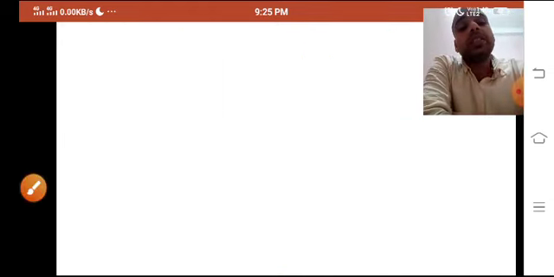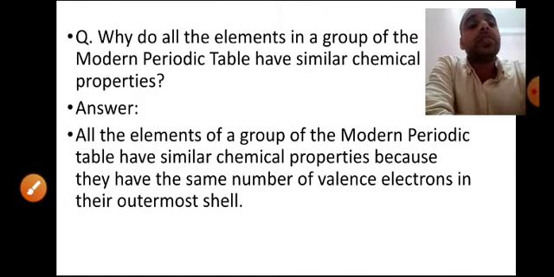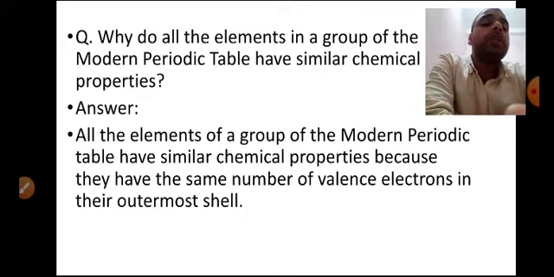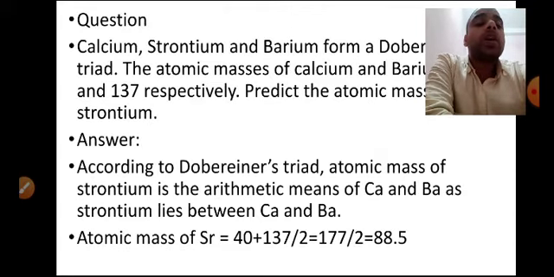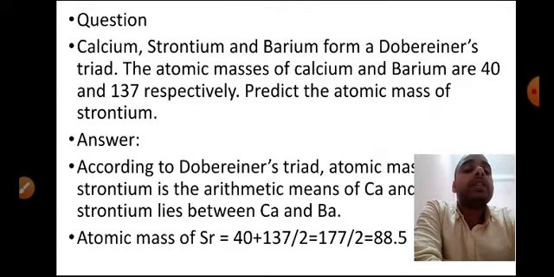So what is the reason? You can read that one. All the elements of a group of the modern periodic table have similar chemical properties because they have the same number of valence electrons in the outermost shell. Okay? Now you can see, calcium, strontium and barium form a Dobereiner triad.